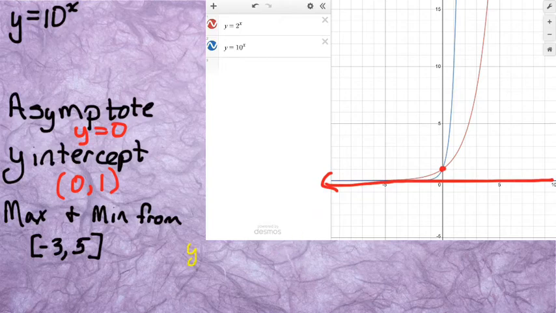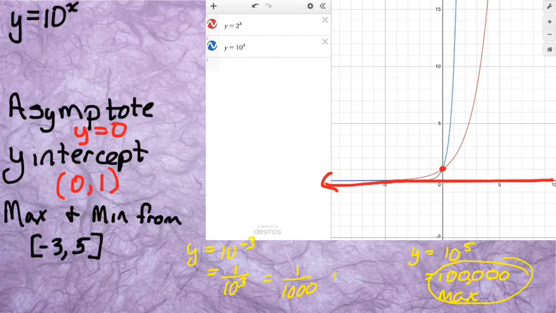So if I had y equals 10 to the negative 3, that means 1 over 10 cubed, which is 1 over 10 times 10 is 100, times 10 is 1,000. 1 over 1,000. Then y equals 10 to the 5th. That's going to be 10 times itself 5 times, and when you're doing 10 to a power, the number of zeros represents the power. So that's 100,000. So this is our max. This is our min.